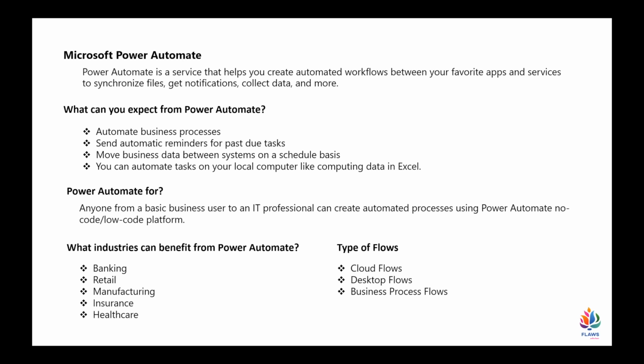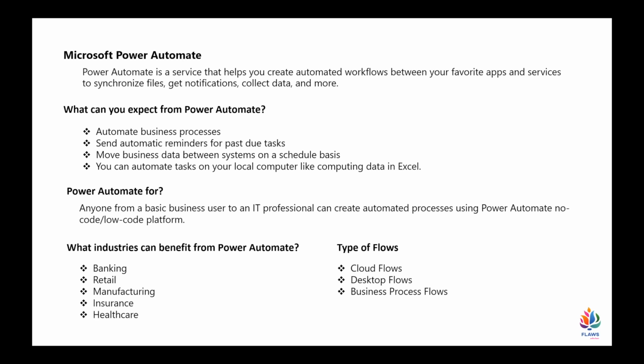And what can we expect from Power Automate? We can automate our business processes and automatic reminders. For example, we have five teams. For each team they need to submit a report on a weekly basis. So we just need to configure our mail template and schedule in Power Automate. The mail automatically triggers at the time that we schedule, right?